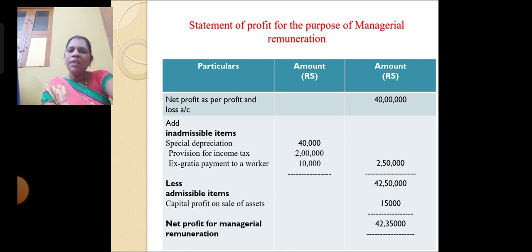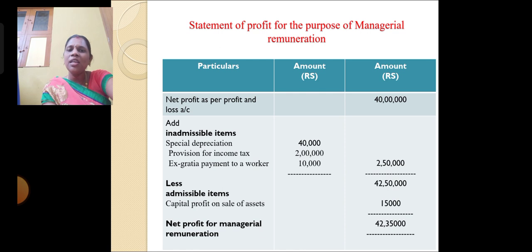In this case, the net profit given in the problem is rupees 40 lakhs. To the 40 lakh, you have to add all the inadmissible items. Among the depreciation, only the special depreciation amount will be taken into account. The total amount will not be taken, and the donation to the political party will not be taken into account. So you have to add the other inadmissible items in the accounts.